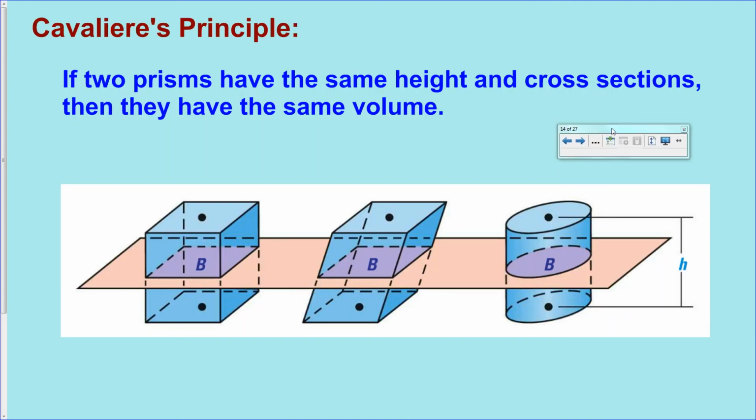Okay, then we go on to a principle, and I have no idea how to pronounce that guy's name, but he was fairly recent. And he basically had this idea that if two prisms have the same height and the same cross sections at each step of the way, then they must have the same volume. So wherever you move this plane that's cutting the cross section, if the cross sections are the same between two prisms, then they must have the same volume as long as they have the same height as well.